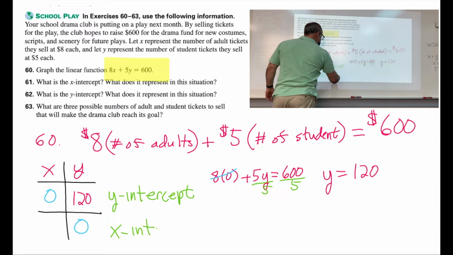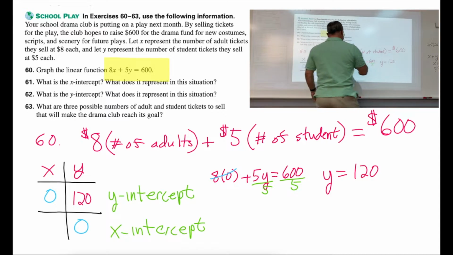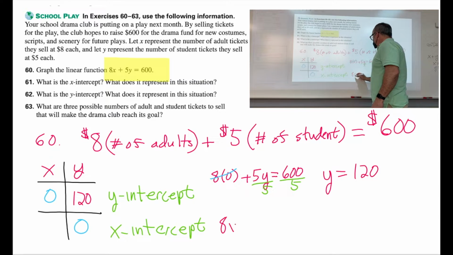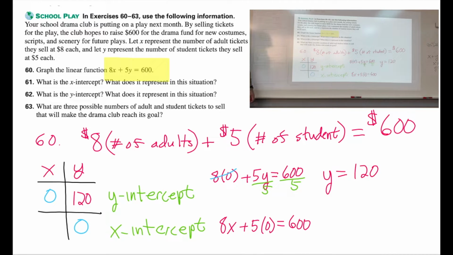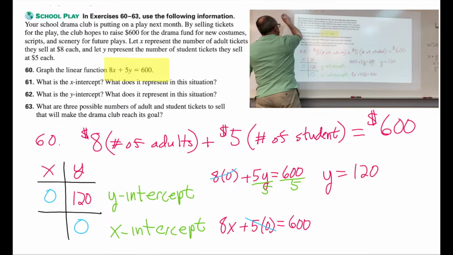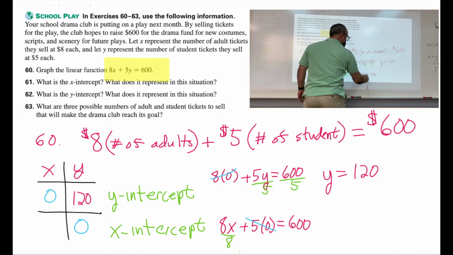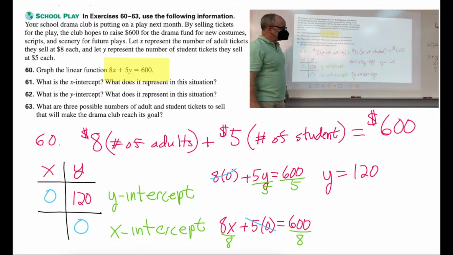Let's find the x-intercept next. And the x-intercept, I'm going to leave the 8x and do 5 times 0. Philip? Difficult question here, my friend. What's 5 times 0? 0. Very good. So that just leaves us with 8x equals 600. And that is going to be, what is it going to be?